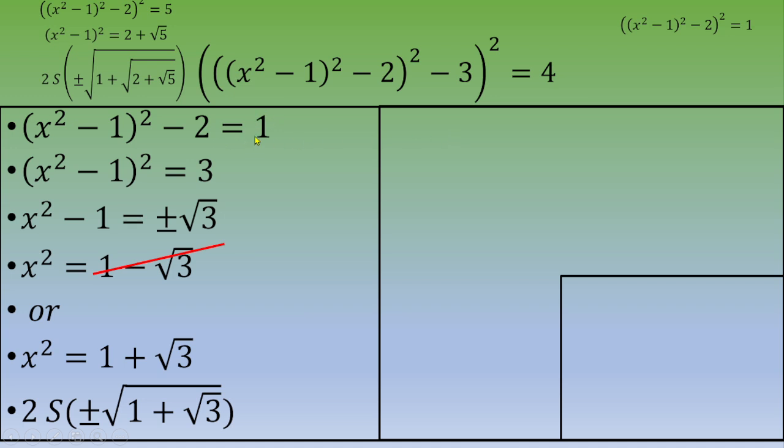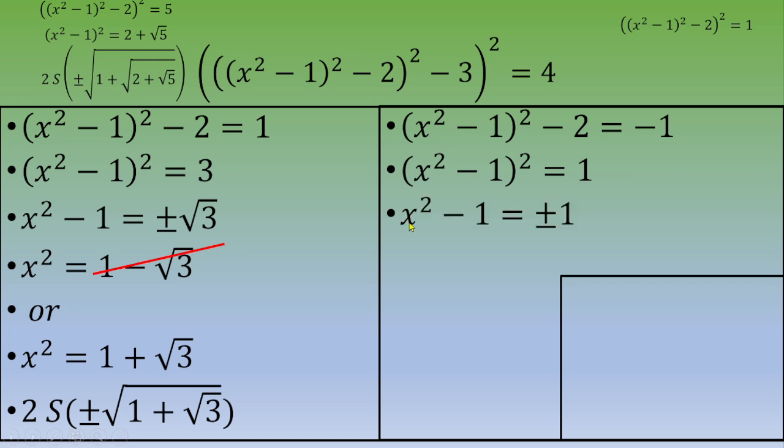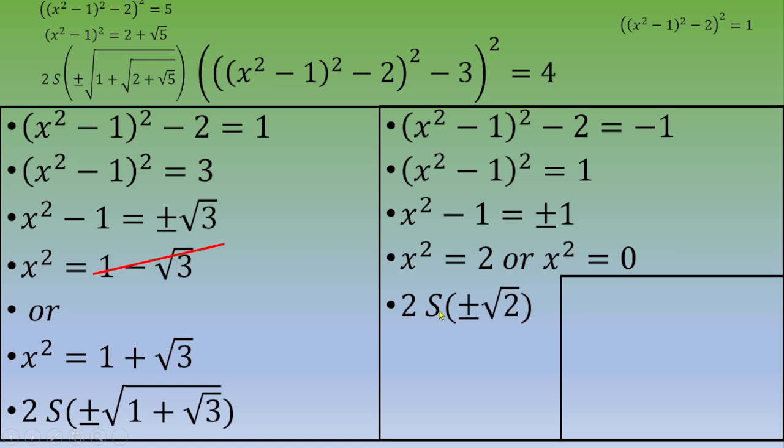So now, what if this quantity equals negative 1? We are going to do the same, this negative 2 on the other side of the equation, so you end up with x squared minus 1 squared equals 1. And once again, we've got two options. x squared minus 1 equals plus or minus 1. If you put this minus 1 on the other side of the equation, then you've got two options. x squared equals 2 or x squared equals 0. So if x squared equals 2, then you've got two solutions, plus or minus square root of 2. And if x squared equals 0, then you've got just one solution, x equals 0.